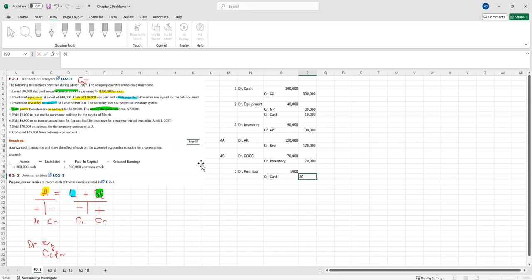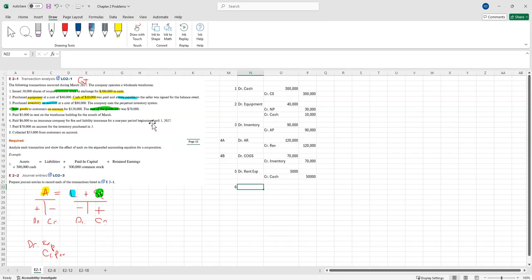Okay, so you can see I'm just building it out, trying to get quicker and quicker in doing these. So 6. We paid $6,000 to an insurance company for an insurance policy for a 1-year period beginning April 1st, 2027. So we're in March, but we're buying a 1-year policy that starts in April. So we are prepaying our insurance here for 6.